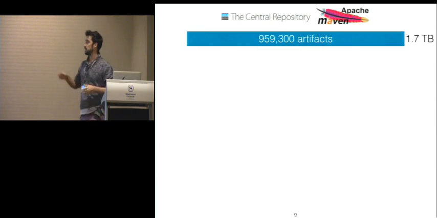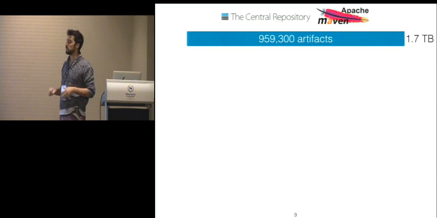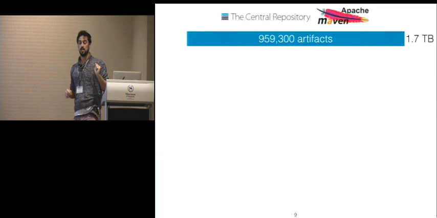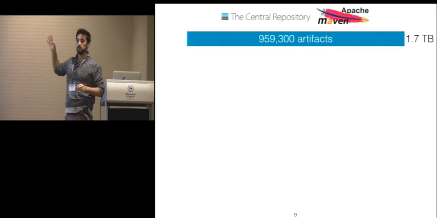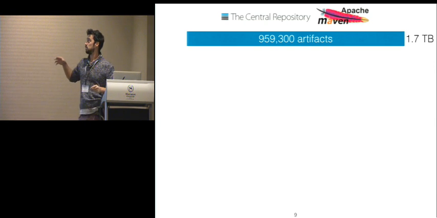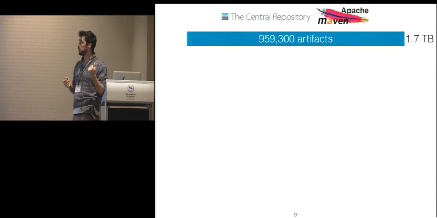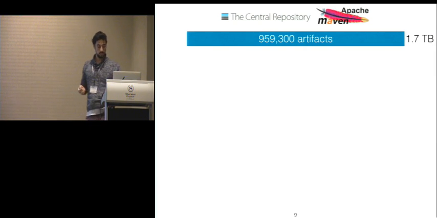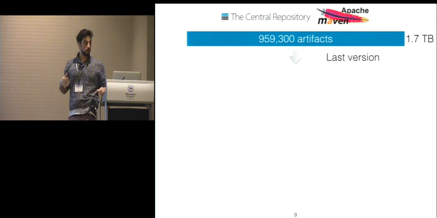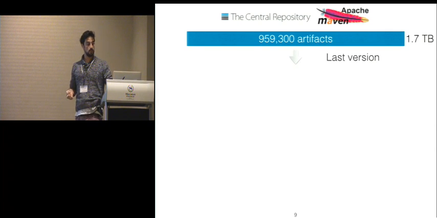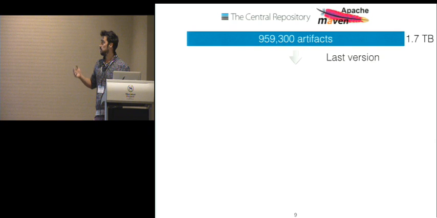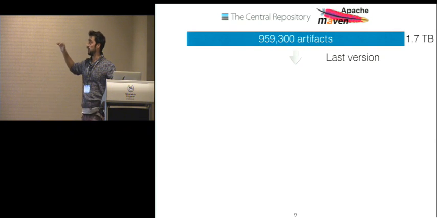This repository has around 900,000 artifacts. An artifact is basically the output of a build, nothing else. And this is around 1.7 terabytes. We chose Maven Central because we think it's the largest Java repository. But the artifacts are versioned, so we are not interested in each version. We are only interested in the last one. So if we take the last version of those initial artifacts, we have around 100,000 artifacts.